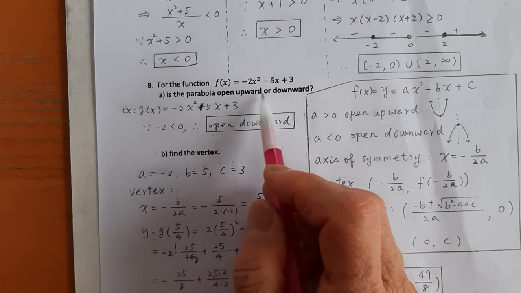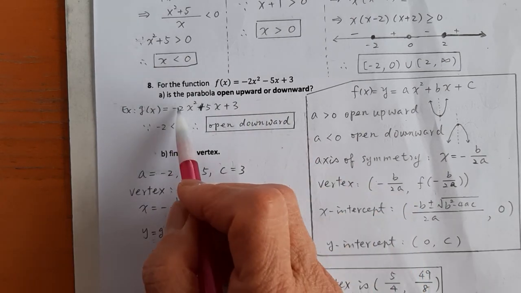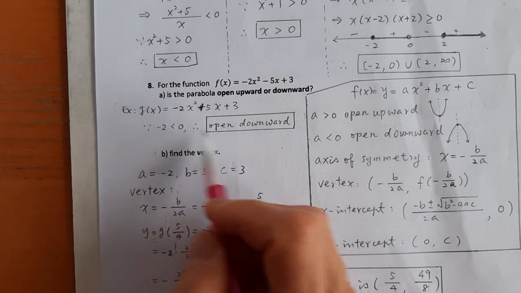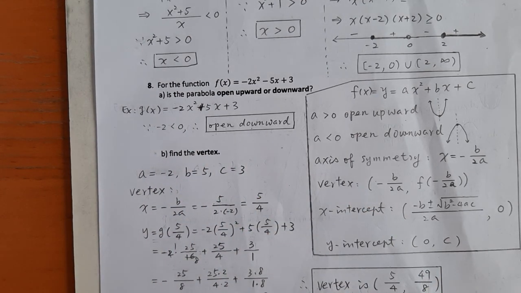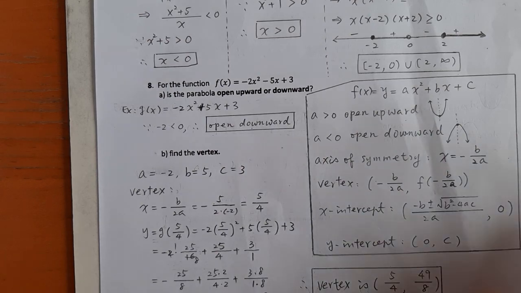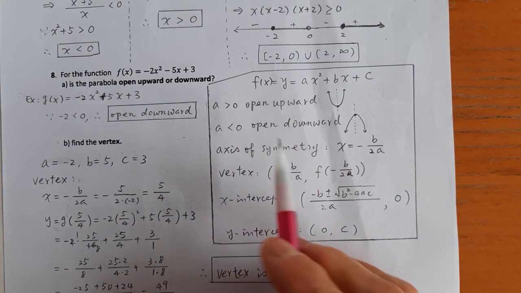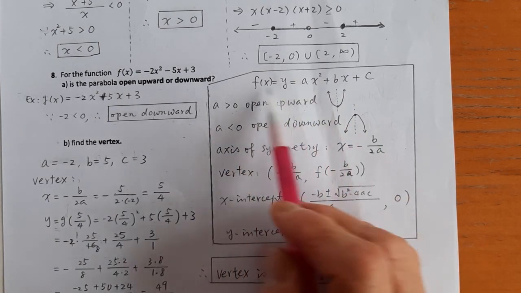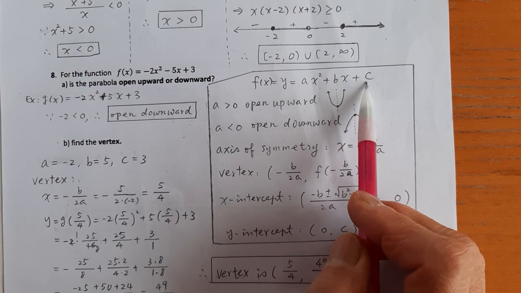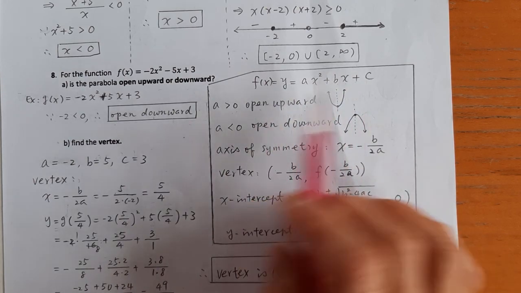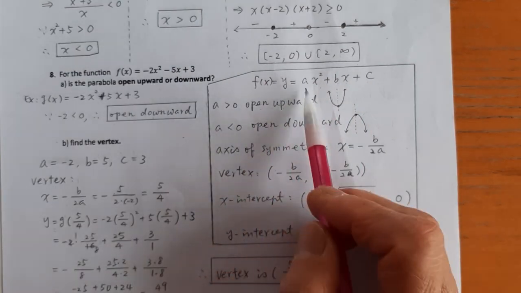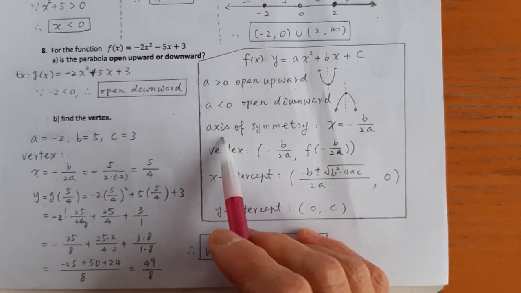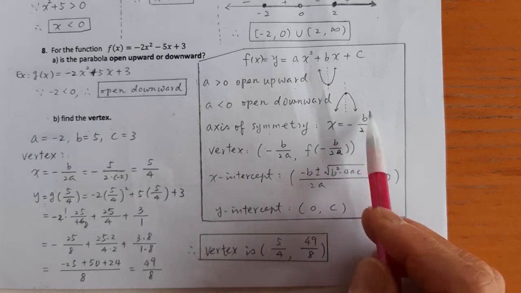So first of all, open up or open downward? You look at the leading coefficient, -2. Since -2 is less than 0, it opens downward. If positive, greater than 0, it opens upward. Here is a summary. This is the general form, ax squared plus bx plus c, of the quadratic function. If a is greater than 0, open upward. If a is less than 0, open downward. The axis of symmetry is x equals -b over 2a.